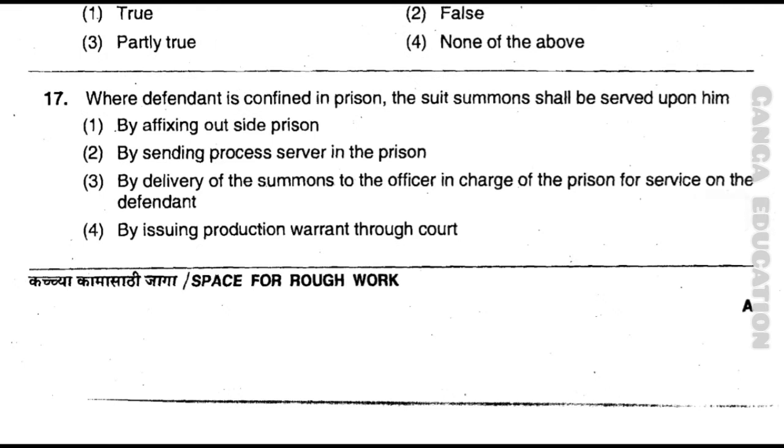Now question number 17. Where defendant is confined in prison, the suit summons shall be served upon him. Option number 1, by affixing outside prison. Option number 2, by sending process server in the prison. Option number 3, by delivery of the summons to the officer in charge of the prison for service on the defendant. Option number 4, by issuing production warrant through court. And the correct answer is option number 3, by delivery of the summons to the officer in charge of the prison for service on the defendant.